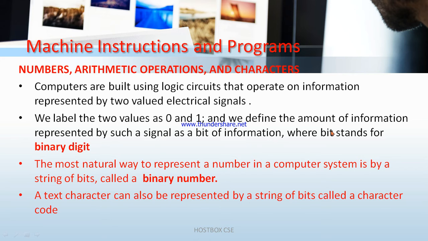We define the amount of information represented by such a signal as a bit of information, where bit stands for binary digit. The most natural way to represent a number in a computer system is by a string of bits called a binary number. So what is a binary number? You may study, or are going to study, this deeply in digital electronics or digital logic design. The exact meaning of binary number is to represent a number in a computer system by a string of bits. Also, a text character can be represented by a string of bits called a character code.